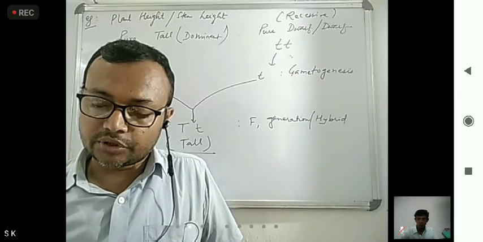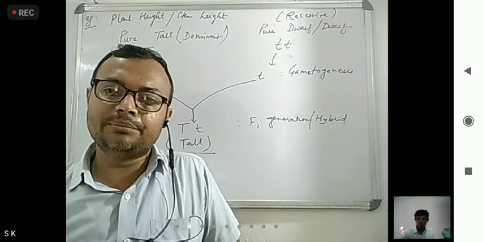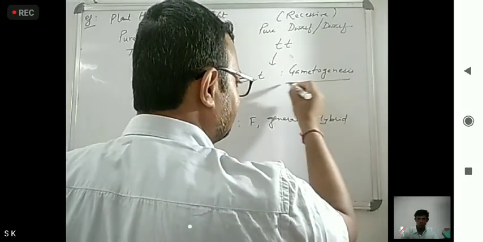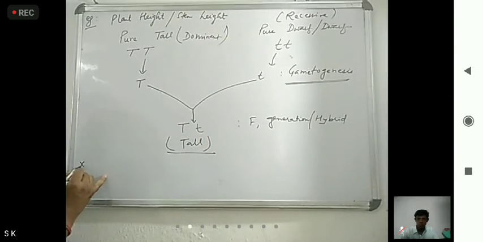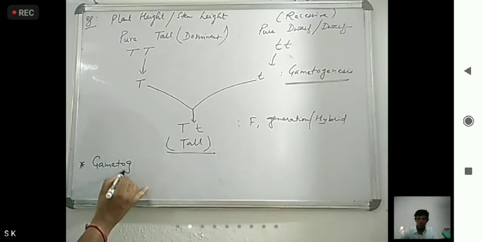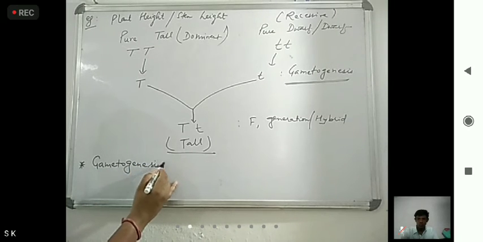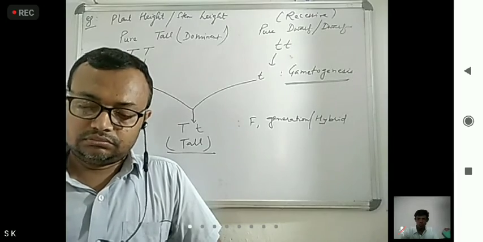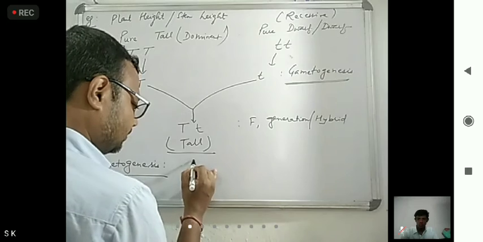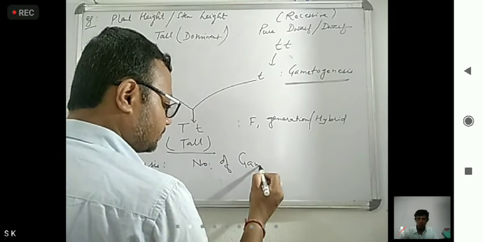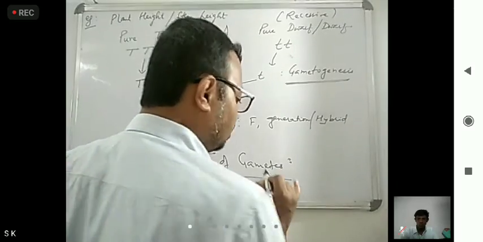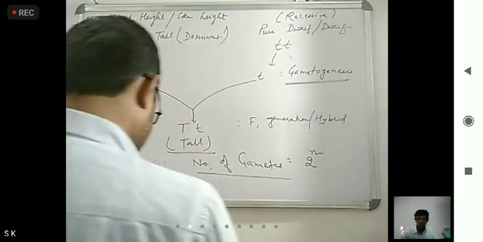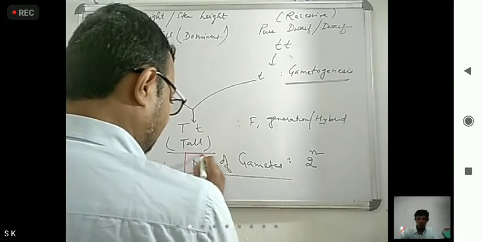This gives the law of dominance. Now some mathematical questions are asked in medical exams that we have to see. First, gametogenesis. They first ask the number of gametes, how many gametes there are. So there is a formula: number of gametes is equal to 2 to the power n. This is the formula that you have to remember.